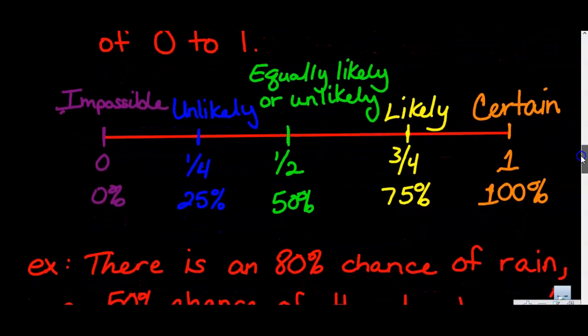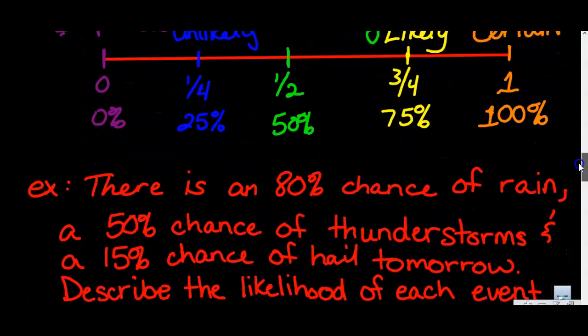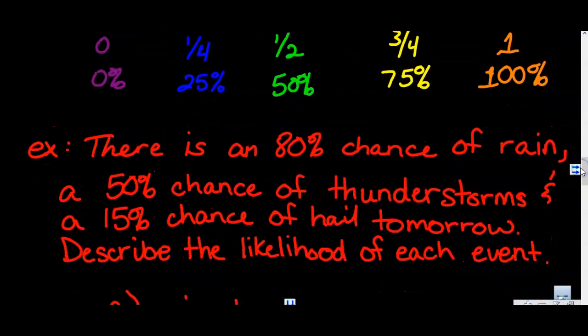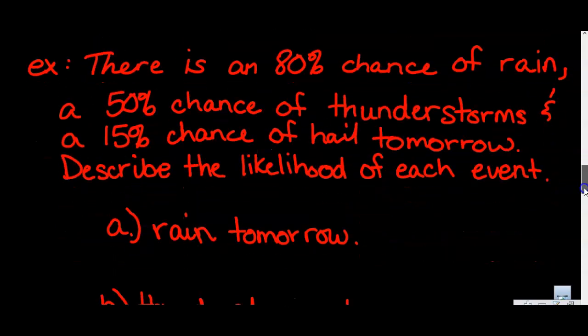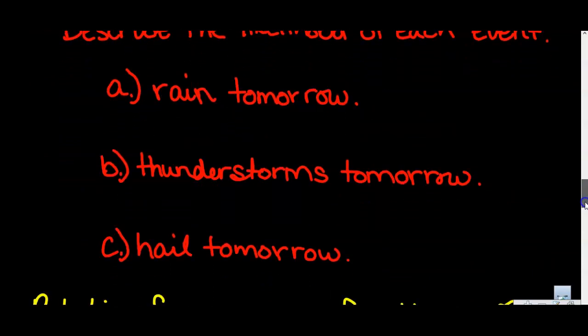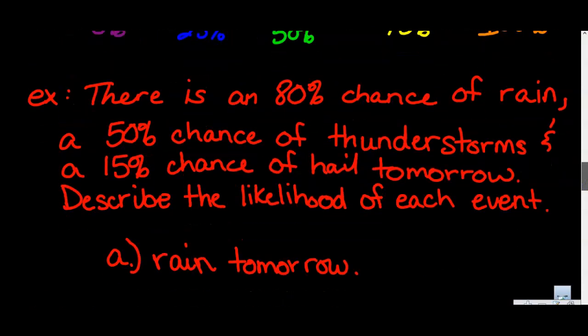So how do we use this likelihood scale? Let's do an example. Let's say the weatherman comes on and says, hey, there's an 80% chance of rain, a 50% chance of thunderstorms, and a 15% chance of hail, all tomorrow. So how would we describe the likelihood of these things occurring? How would we describe the likelihood of rain tomorrow, thunderstorm tomorrow? What about hail? Okay, so let's take a look at these numbers again.